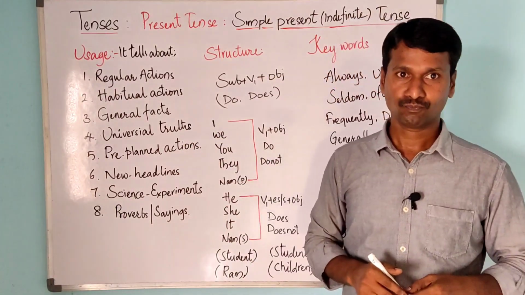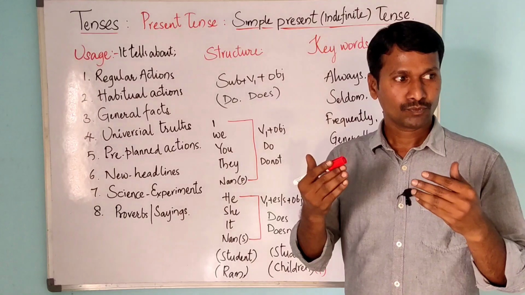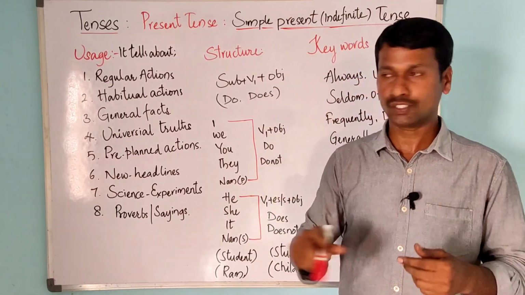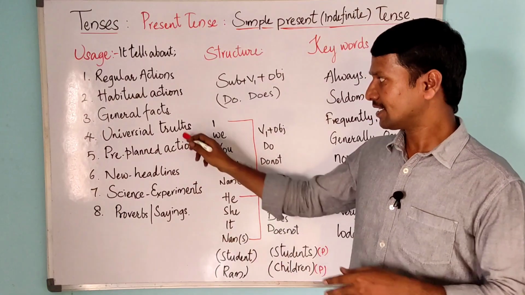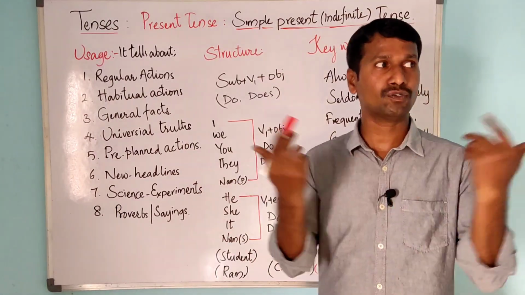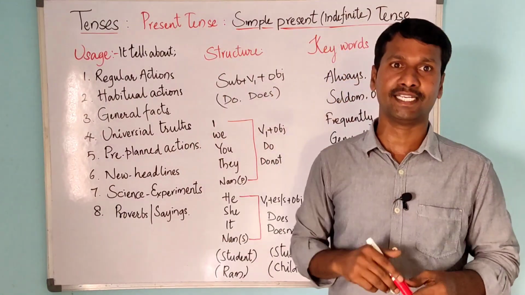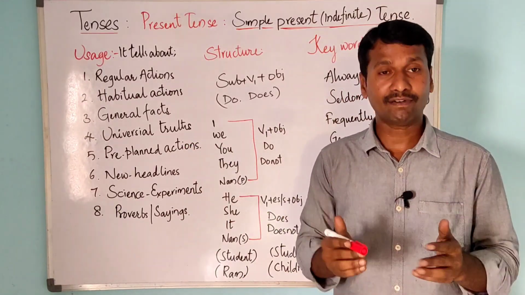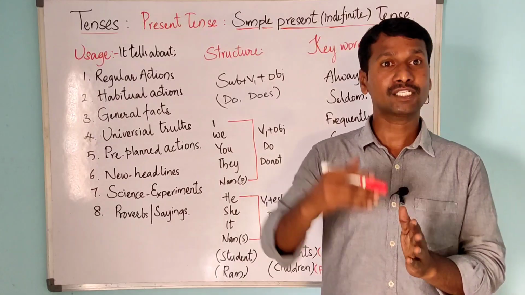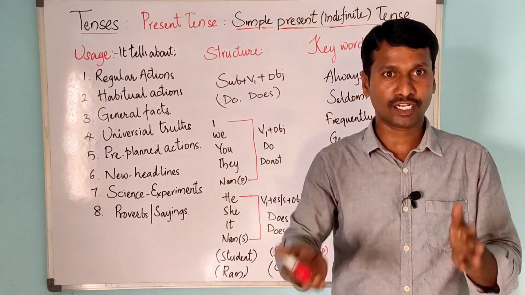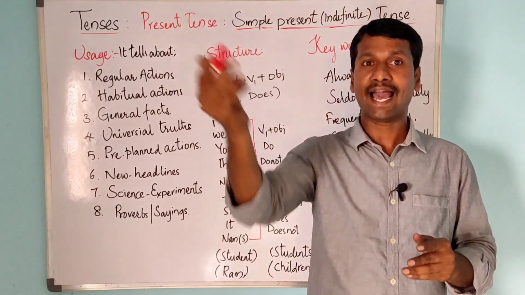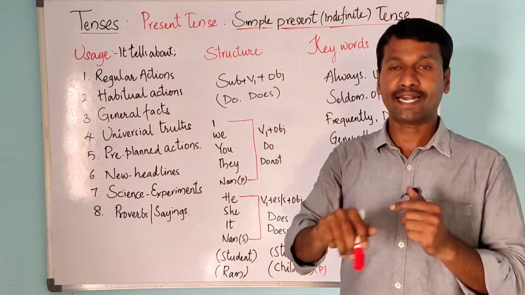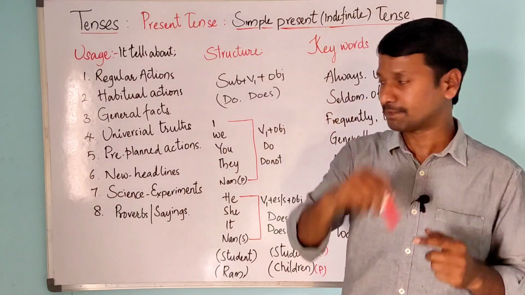Likewise, general facts. To express general facts, like birds fly in the sky, human body contains 206 bones. Universal truths, which are well known to all the universe, like sun rises in the east, earth revolves around the sun. And pre-planned actions, whenever you plan an action that is going to take place in advance, like you are in the month of September, but you plan an action that is going to take place in the month of December, they come under pre-planned actions. So we use simple present tense to express them.